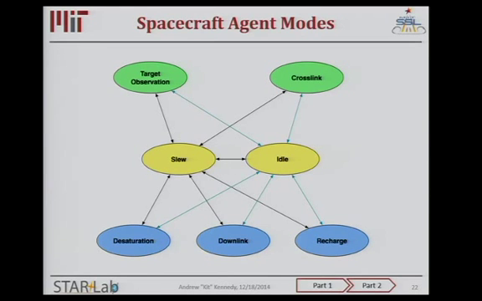These activities at the bottom are management activities. So desaturation reduces stored angular momentum. Downlink reduces stored data, and recharge increases stored energy. And then finally, these two modes in the middle: slew is a way of representing that your spacecraft will be pointed at different attitudes for all these different activities, so you have to slew between different modes. And then idle is a lower resource utilization mode that can serve as a fill-in.